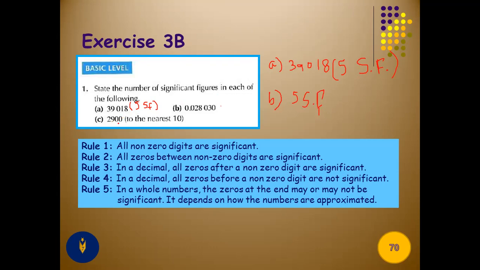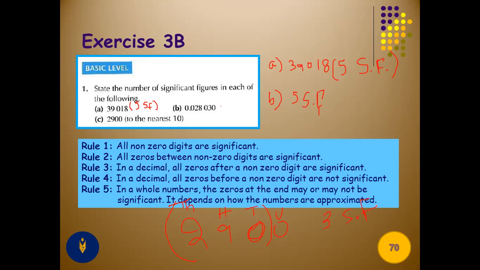Next is 2,900 to the nearest 10. You have to identify the significant figures to the nearest 10. So it means 2,900. So unit, 10, 100, 1000. It is a shortcut; I will not explain here how it was rounded off to get 2900. Then, for 2900 to the nearest 10, you have to identify the significant figures. So it means you have to count up to 10, to the nearest 10. All the numbers before the 10 will be counted, and 10 will also be included. So 1 2 3, 1 2 3. So how many significant figures are there? 3 significant figures are there.